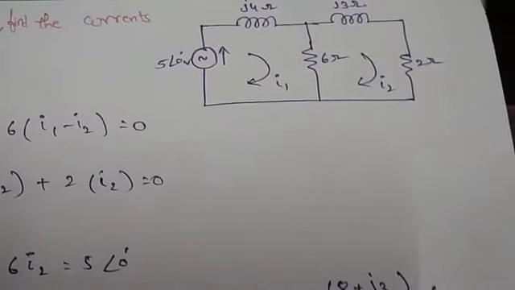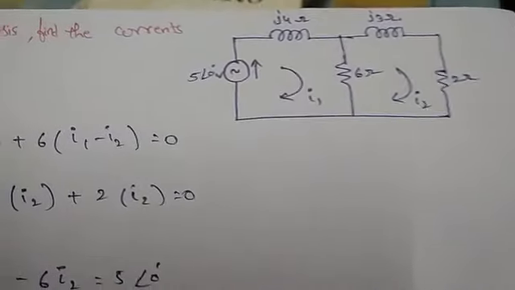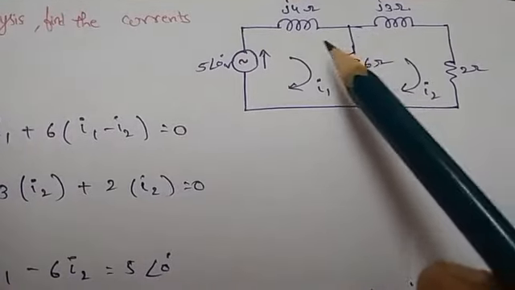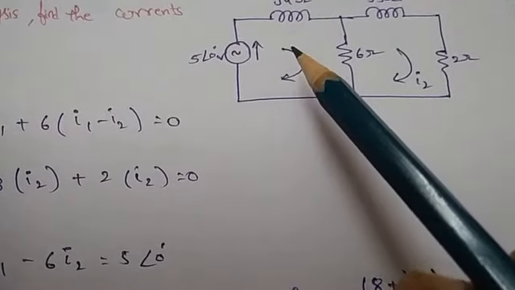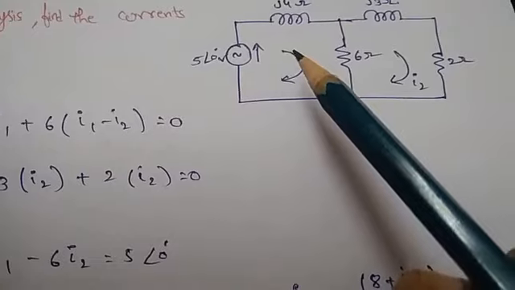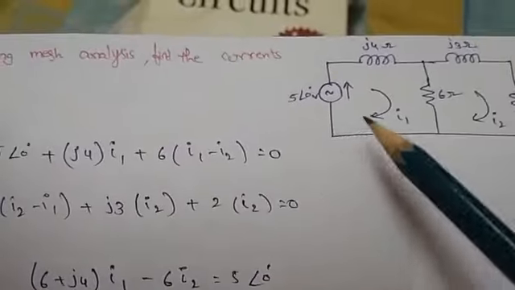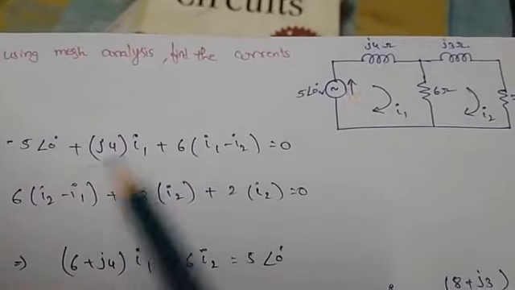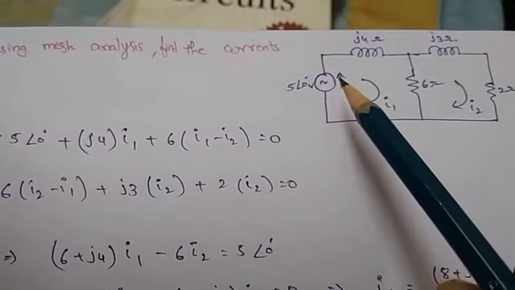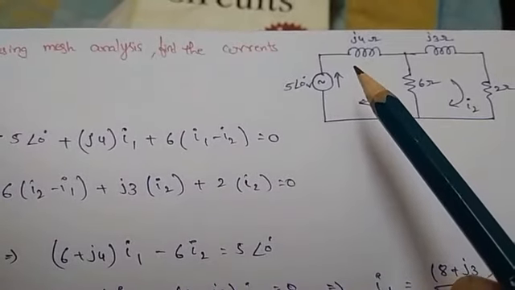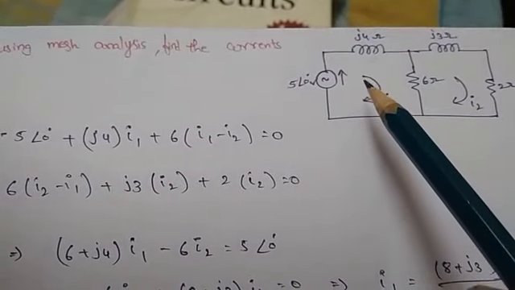So the way of representing your KVL equations differs nothing. It never differs. But just observe the way you are writing. In a similar fashion to how you write for your DC circuits, in the similar fashion we are going to write.